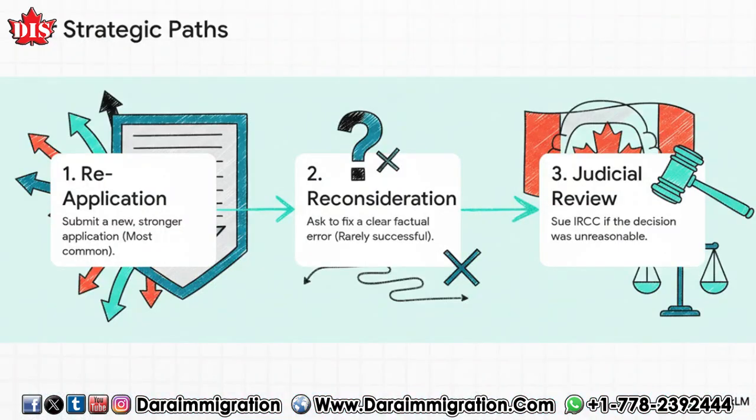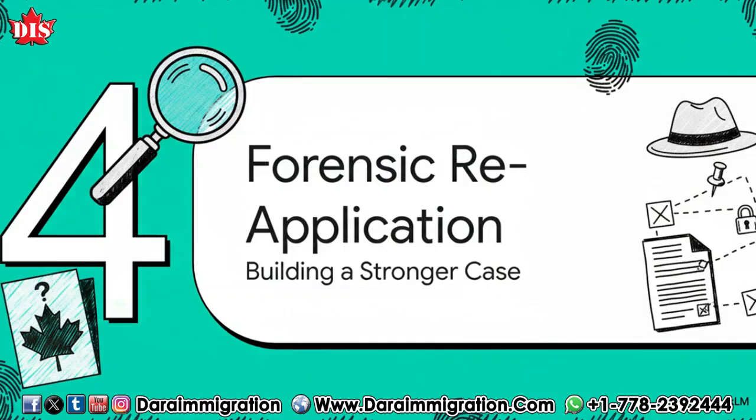The first one, and honestly the most common one by a long shot, is to submit a brand new, much stronger application. The second is asking for reconsideration, but I've got to be honest, those almost never succeed. And the third is a judicial review in federal court, but that's really only for specific cases where the officer made a clear legal mistake. So for most people, reapplying is the way to go. But, and this is a big but, you can't just send in the same documents again and hope for the best.